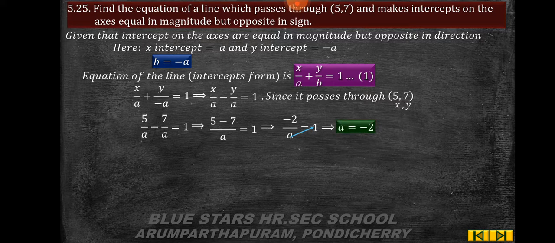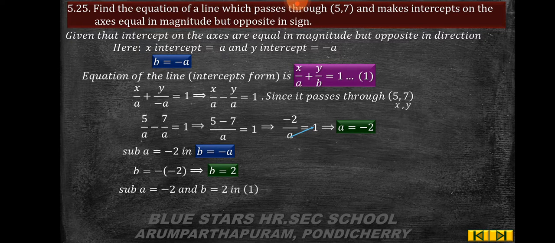So you found the value of a. a is equal to minus 2. So substitute the value of a equal to minus 2 in b is equal to minus a. You get the value of b. So b is equal to minus of minus 2, which is nothing but the value of b is equal to 2. So substitute a equal to minus 2 and b equal to 2 in equation 1, x by a plus y by b is equal to 1.